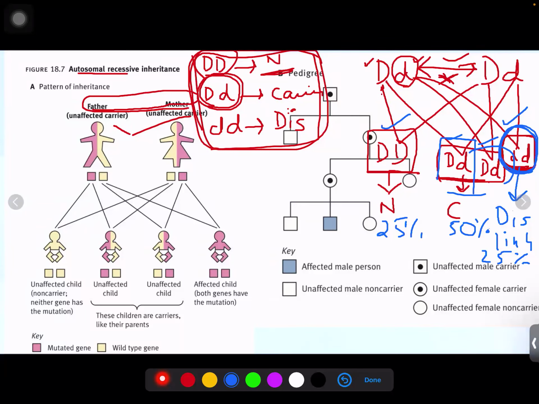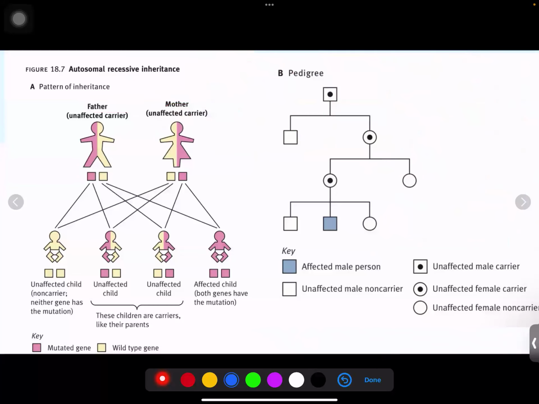They can ask you, if both parents are carriers, how many chances that the offspring are carriers? So now you just draw it and you see 50% chance that the offspring will be carrier. And how many chances of normal offspring? Normal 25%, and disease 25%. So I will remove everything now. I hope it is clear up to here.